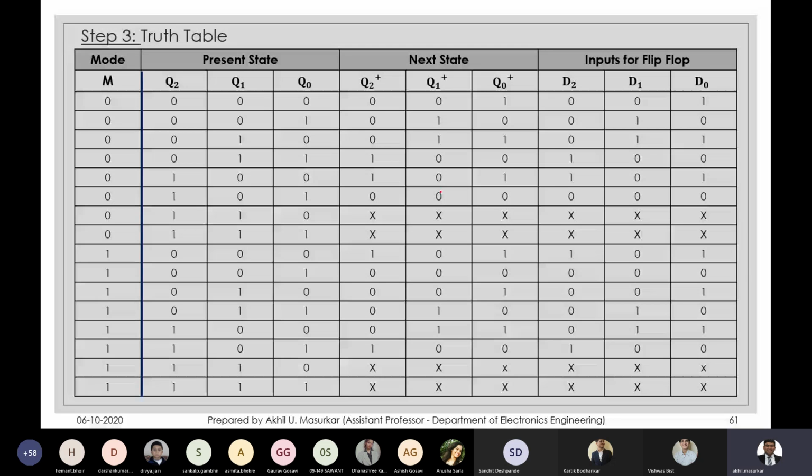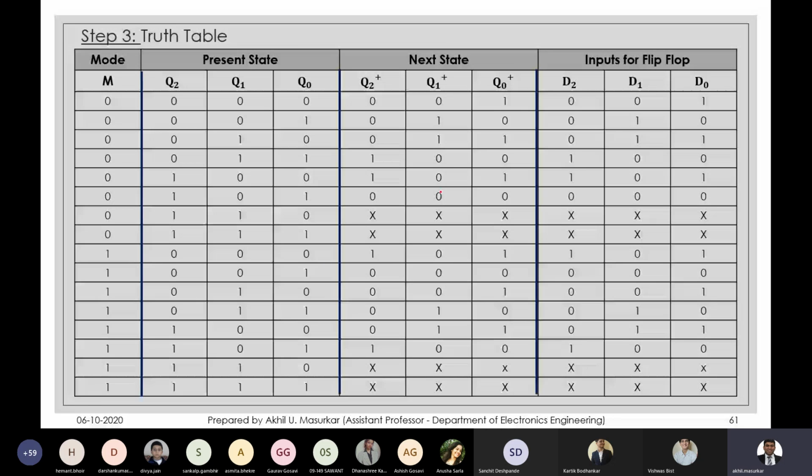You can see that. Then the next 3 inputs are my present state inputs. So in all, M can be 0 or M can be 1. Present state inputs can be Q2, Q1 and Q0. So it can be 0 to 7 for M equal to 0, and Q2, Q1, Q0 can be 0 to 7 again for M equal to 1. These are my next state inputs, Q2 plus, Q1 plus, and then we have Q0 plus.